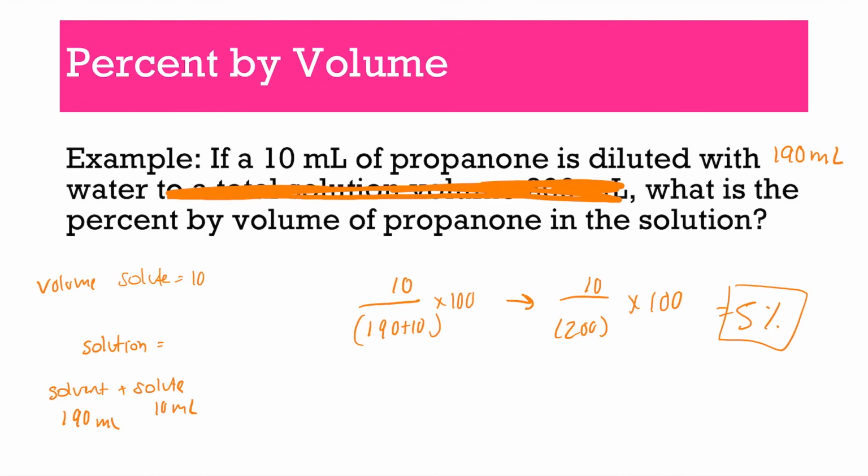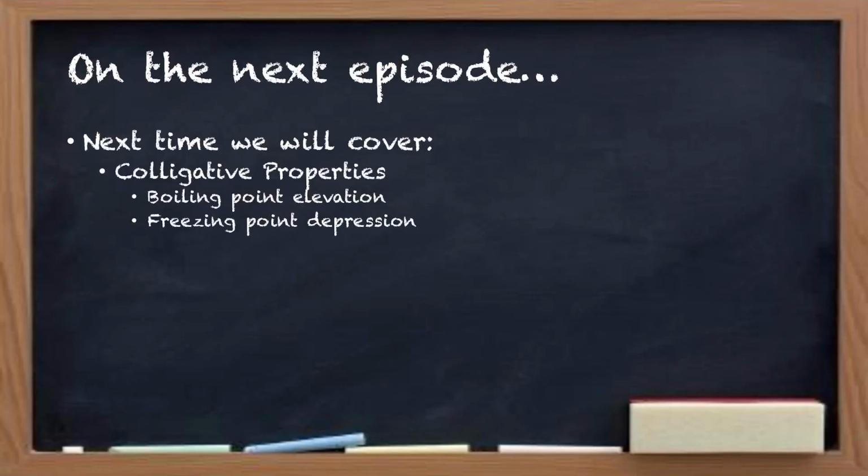So again, just be very careful about what the question is actually giving you. Sometimes they'll make you add the two numbers to get the whole. But that's pretty much it.